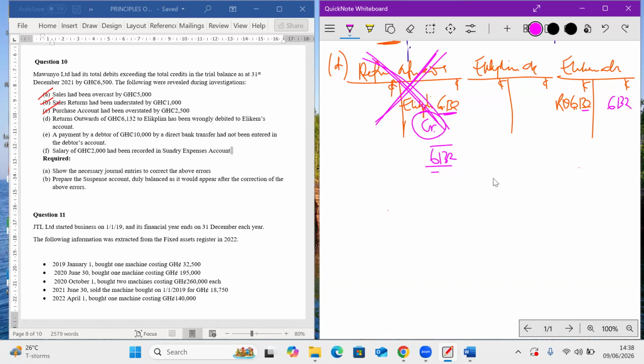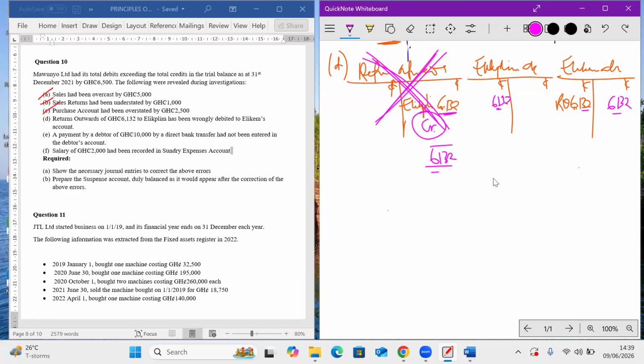So if this figure in LA claims account goes to the credit side, in LA claims account, where will the figure be recorded? Debit. This is where it belongs. Are you getting it? Yes. In LA claims account, the 6132, where is it coming from?